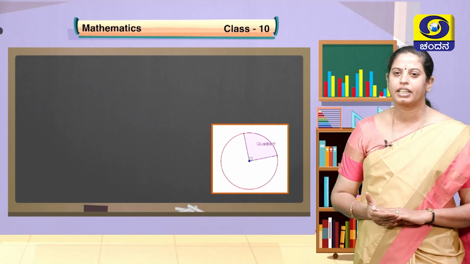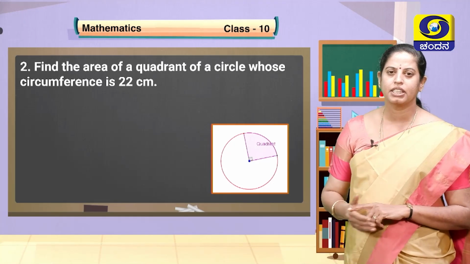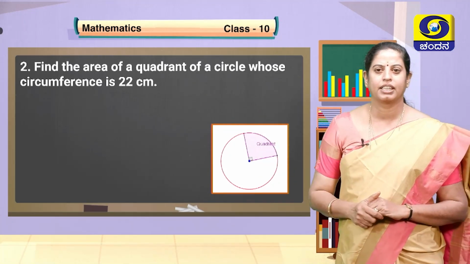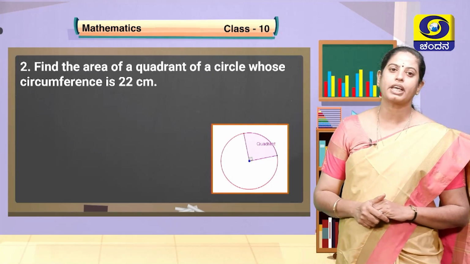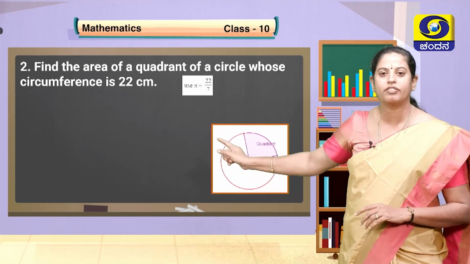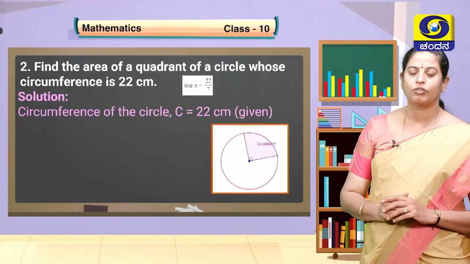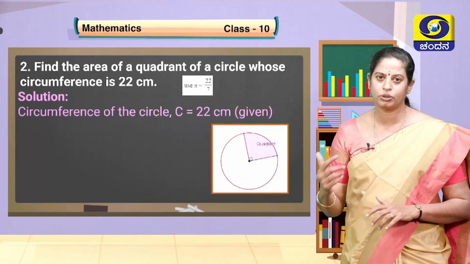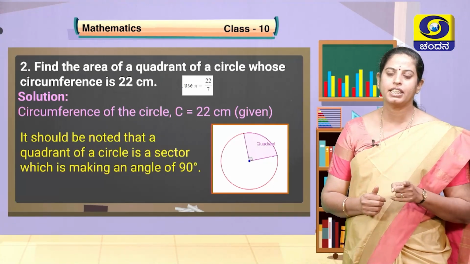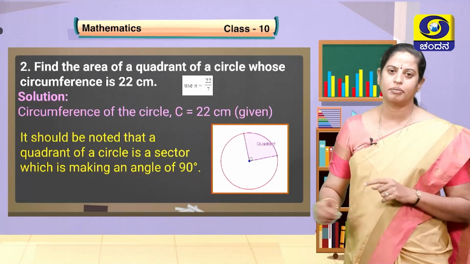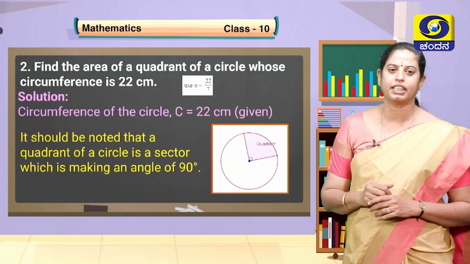Yes, children. Let us solve one more problem. I think you are all curious to solve the problem, yes. This is also there in your exercise, that is, find the area of a quadrant of a circle whose circumference is 22 centimeter. Here we have to find the area, but the circumference is given. What is the circumference of the circle? C equals 22 centimeter. To find the area, we need the radius as well as the angle, but since it is a quadrant, the angle is known. How much? Yes, it is 90 degree.